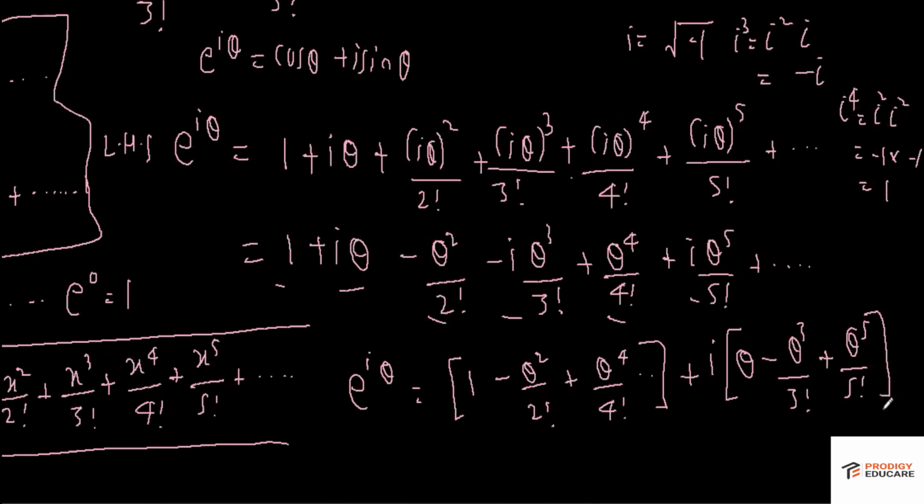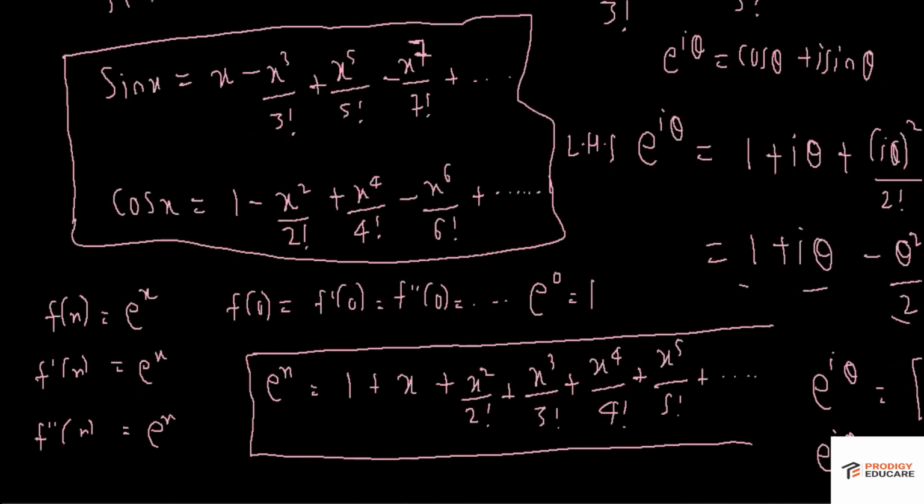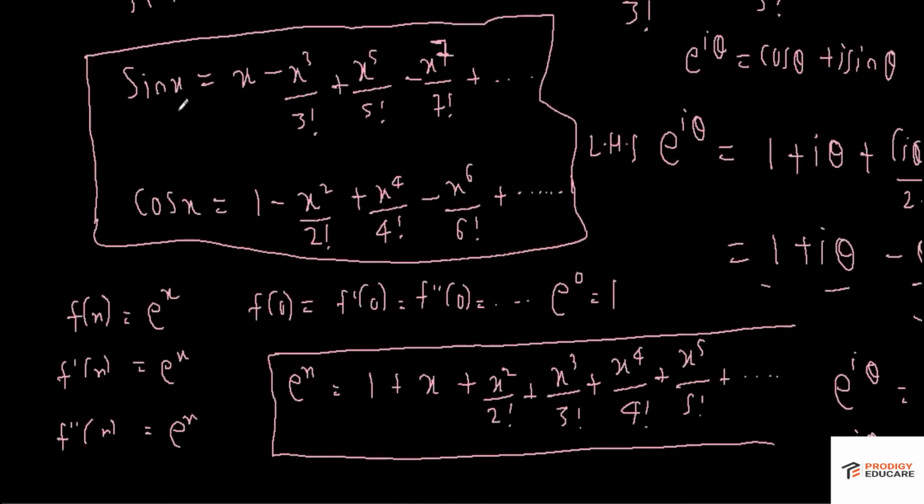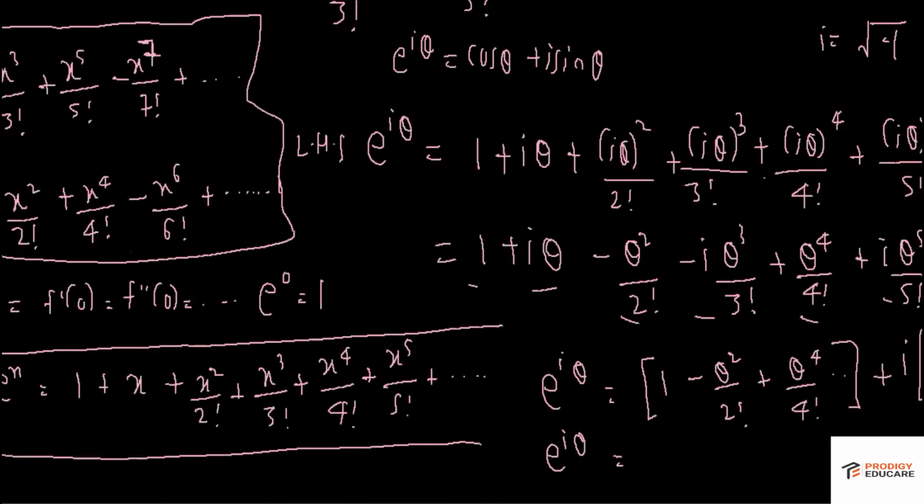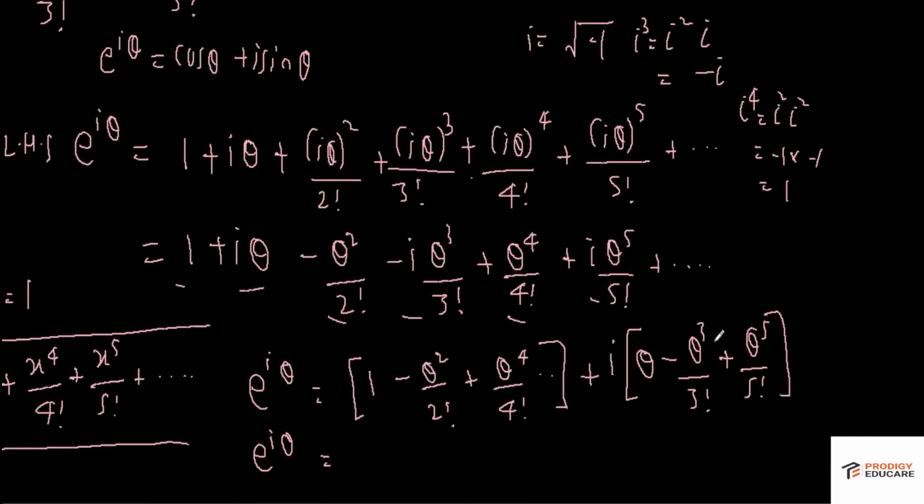Now we are getting something which we saw just a few minutes earlier. This term, as you might have guessed, is nothing but the expansion of sine theta. If I substitute x as theta here, we get theta minus theta cubed by 3 factorial plus theta raised to 5 by 5 factorial, which is this term. And this term is simply cos theta. So from this we get the formula cos theta plus i sine theta.